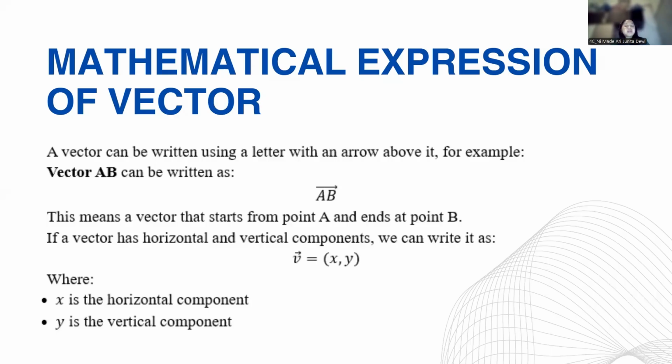downward. For example, if a vector is written as v equals open bracket 3, 4 close bracket, it means the vector moves 3 units horizontally and 4 units vertically, like that. So, the component form helps us calculate and describe the vector more easily.